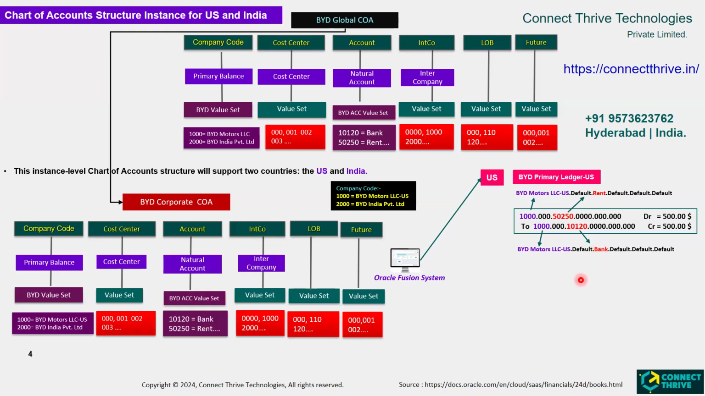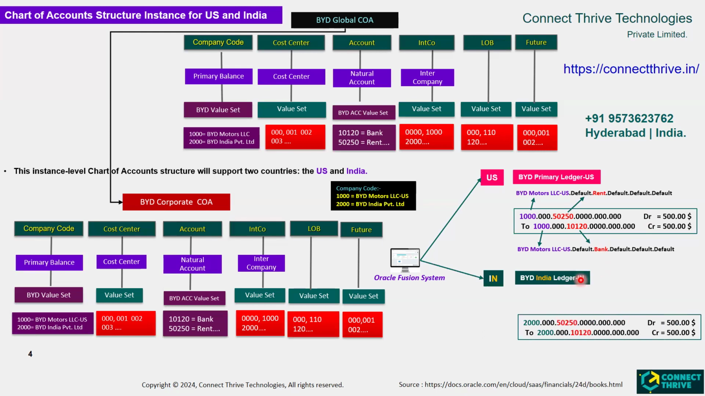The same will be applicable for India also. Whenever the India user tries to book a transaction using this corporate level chart of account instance, they will record the same. The India entity related company code will be represented based on this ledger and this COA structure mapping, done while creating the India primary ledger. This is 4 digits, and this is the rent account, 5 digits. The same for the credit line also: company code India, 4 digits, 2000 value, and this 1020 bank account value. It will automatically come in based on this BYD corporate chart of account structure, the instance chart of account structure which we mapped to these two ledgers.